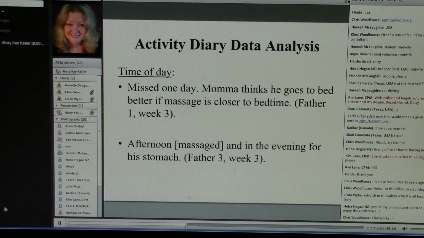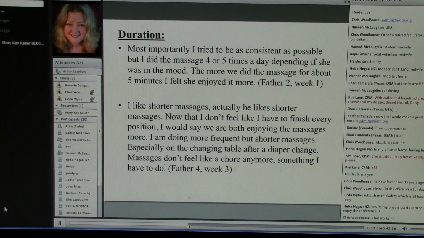And another father noticed in the evening that his baby seemed to like being massaged better when it was on its stomach. Now that sensitivity is one of the attachment constructs. The duration, these are actual quotes back from the fathers. He tried to be as consistent as possible. He did decide to do the massage 4 to 5 times a day, depending if she was in the mood.